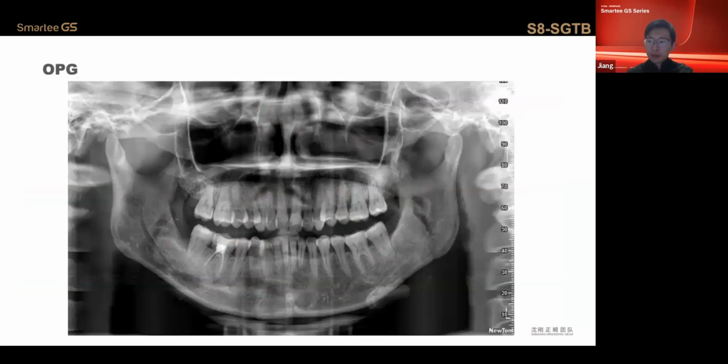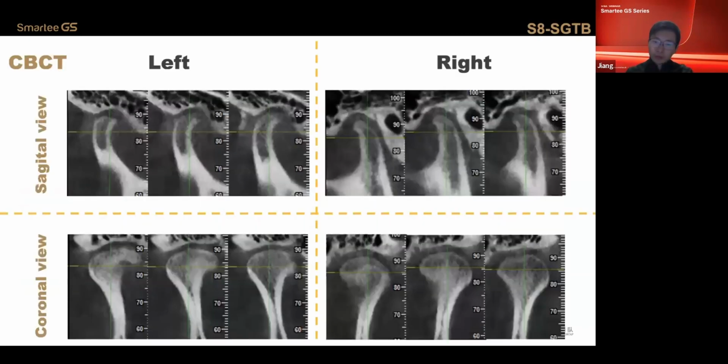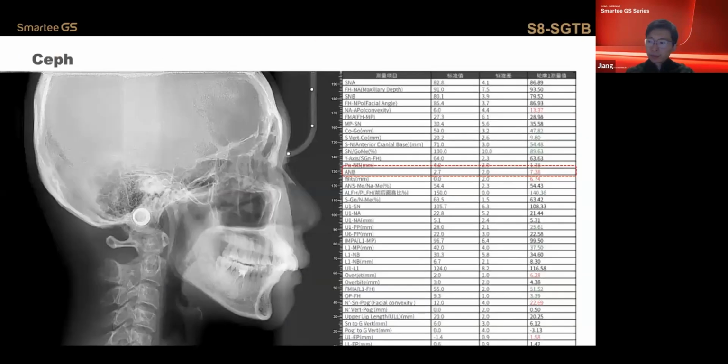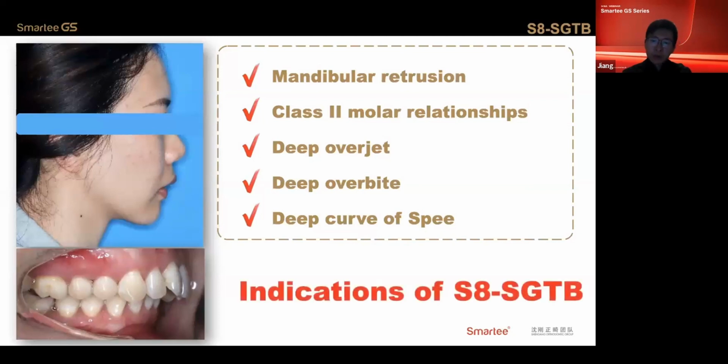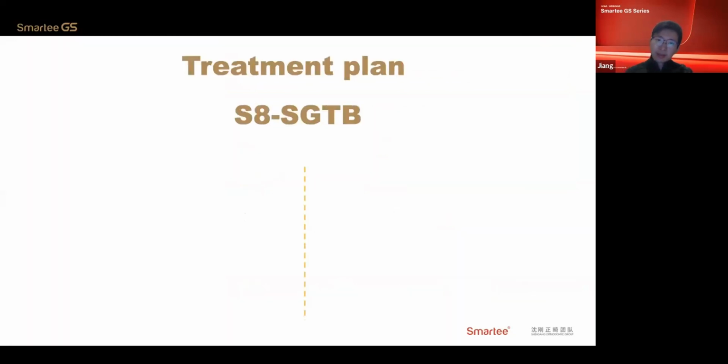And we can see there is condyle resorption. There is asymmetry in the condyle. So, is it the indication of S8? Yes, it is mandibular retrusion. It is class 2 molar relationship. It is deep overjet, deep overbite, deep curve of Spee. So it is an indication of S8.